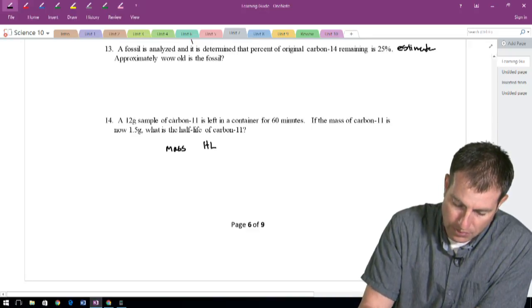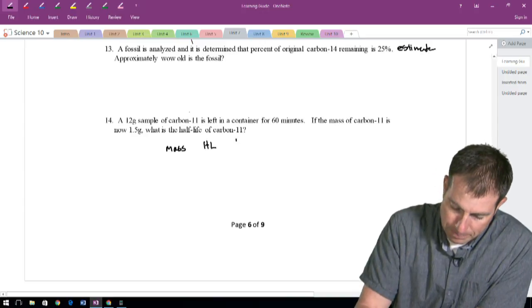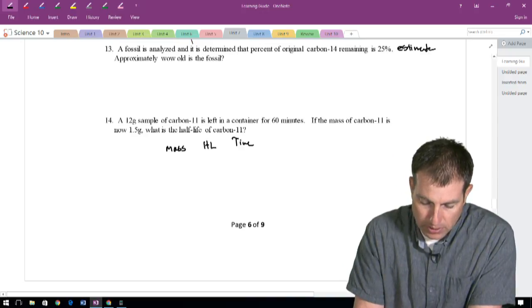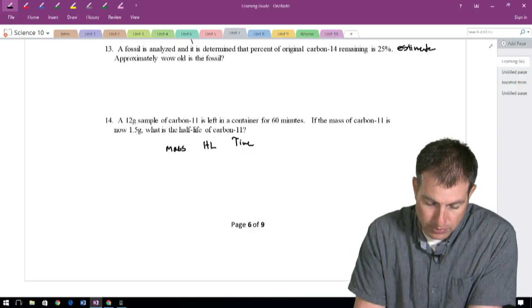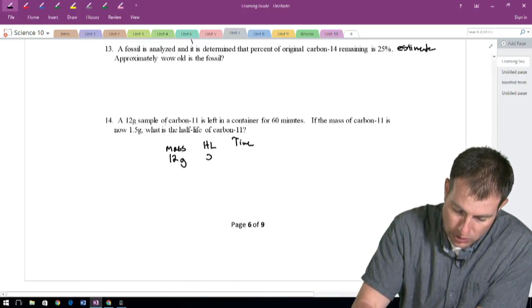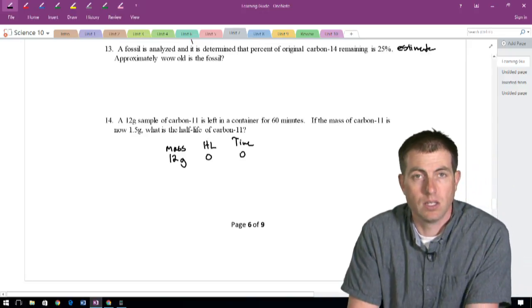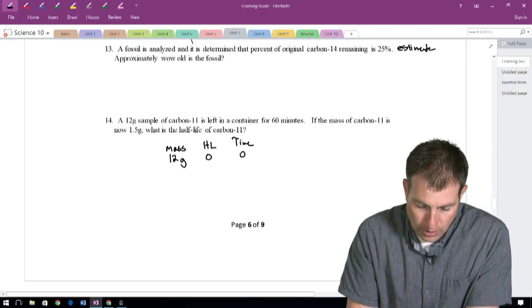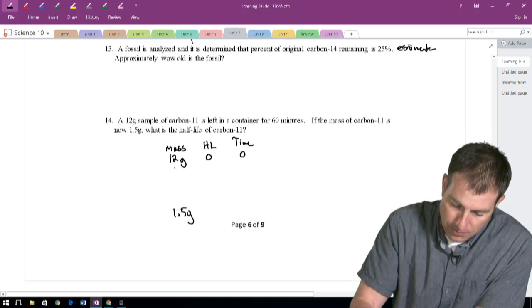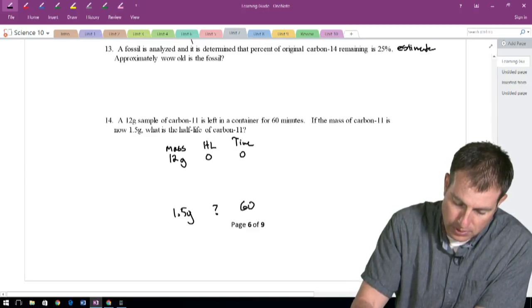And I'm going to have half-lives. I'm going to have time. So the question says that if the mass of carbon is now 1.5, what is the half-life? So at the very beginning, I start with 12 grams. That's 0 half-lives, and that's 0 time. 0 time has passed. Then I go through a bunch of half-lives, and I end up with 1.5 grams. I don't know how many half-lives it is, but it's at 60 minutes.